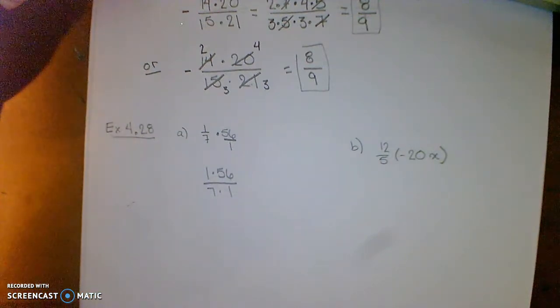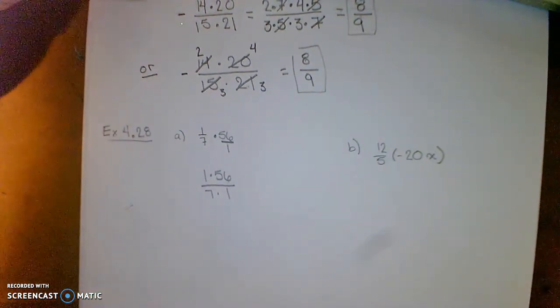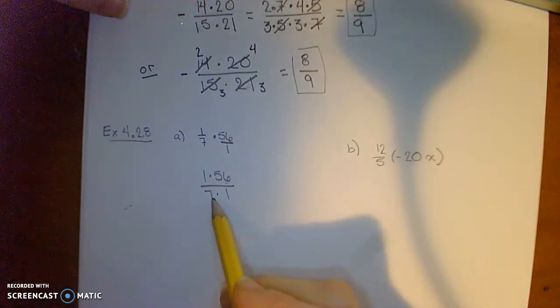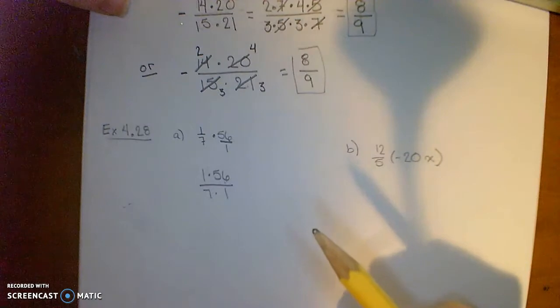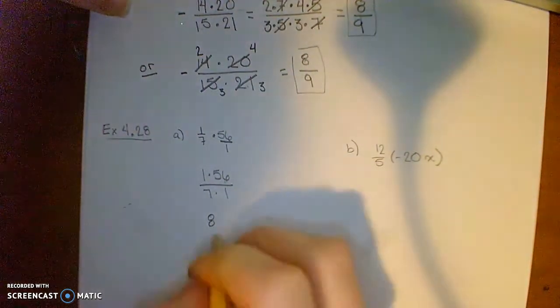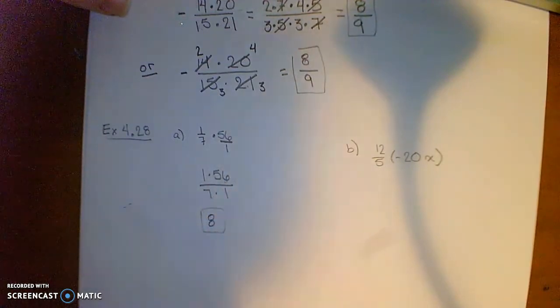And look, 56 and 7. 7 actually divides into 56. This is really 56 divided by 7. What is 56 divided by 7? It's 8. And it's reduced all the way.